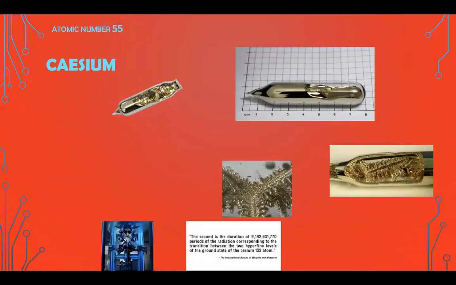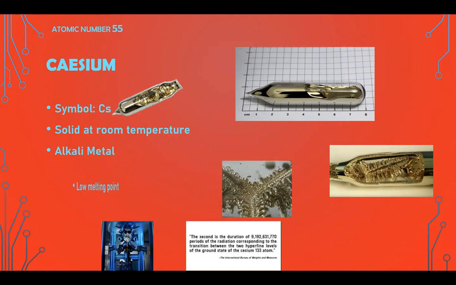Cesium, one of my favorite elements. You'll see why. Its symbol is Cs. Its atomic number is 55. It is a solid at room temperature, although in some of the pictures, it's a liquid because of its low melting point. Cesium is an alkali metal.